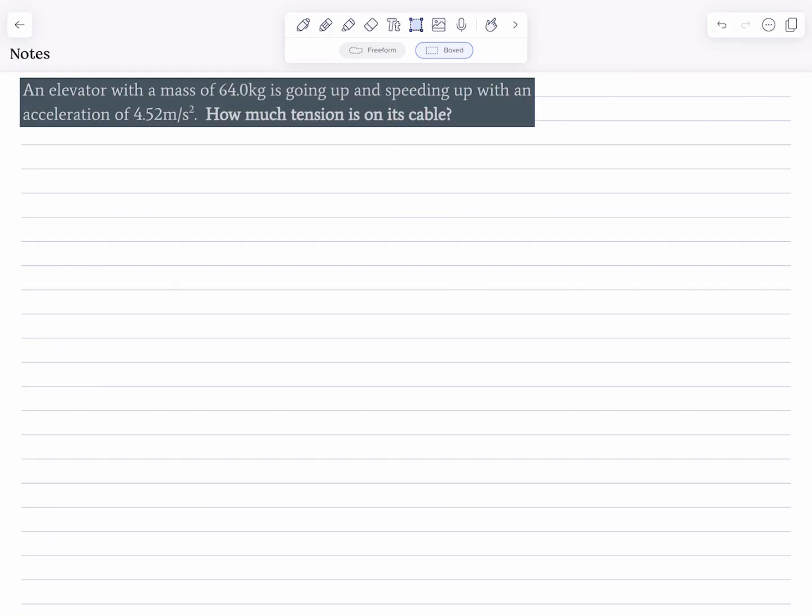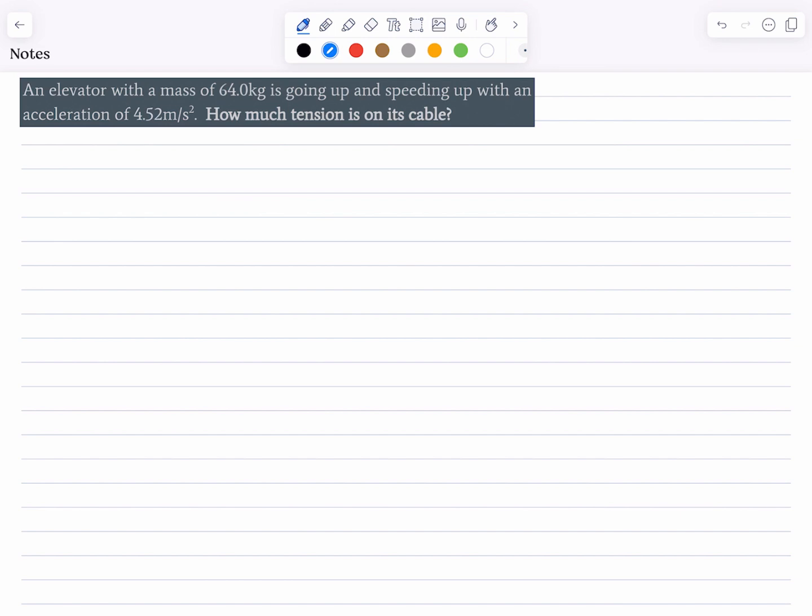Hey everybody, we are going to look at a free body diagram problem involving elevators today. So our given problem is that an elevator with a mass of 64 kilograms is going up and speeding up with an acceleration of 4.52 meters per second squared. How much tension is on the cable?